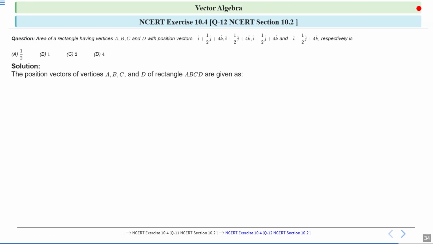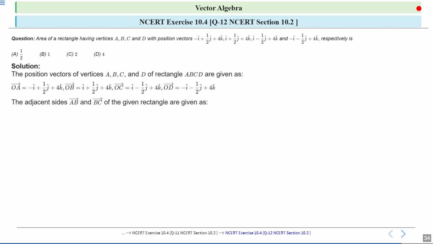The position vectors of vertices A, B, C and D of rectangle ABCD are given as OA vector is equal to minus I cap plus 1 by 2 j cap plus 4 k cap, OB vector is equal to I cap plus 1 by 2 j cap plus 4 k cap, OC vector is equal to I cap minus 1 by 2 j cap plus 4 k cap, and OD vector is equal to minus I cap minus 1 by 2 j cap plus 4 k cap.